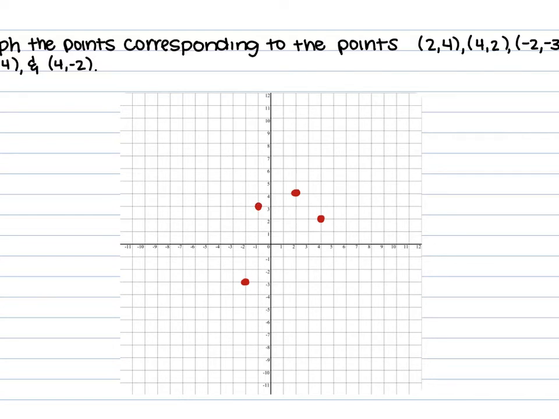Next you have 0, -4. So from 0, we're just going to go down 4 and plot your point on that y-axis. Last point that we have is 4, -2. So we'll go to the right 4 and down 2 and plot that point.